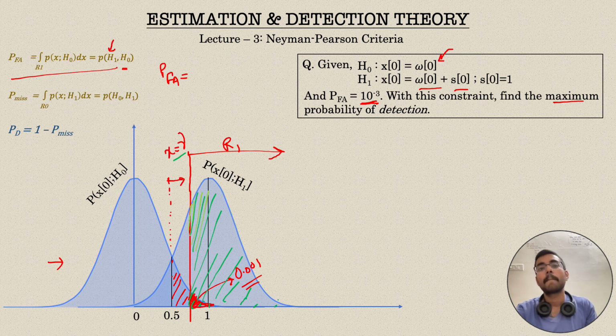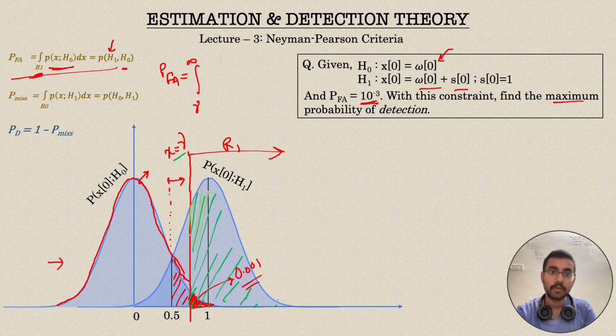Now, what is this region R1? We have the hypothesis under H0. That means we need to have this particular curve as our probability function, because it's under this hypothesis that this P of FA works. So can we say that this is from gamma to infinity, that's the region R1, probability of x given H0? This particular hypothesis is a Gaussian, a standard normal with mean 0 and variance 1. So can we write this as 1 by root 2 pi e power minus t square by 2 dt.